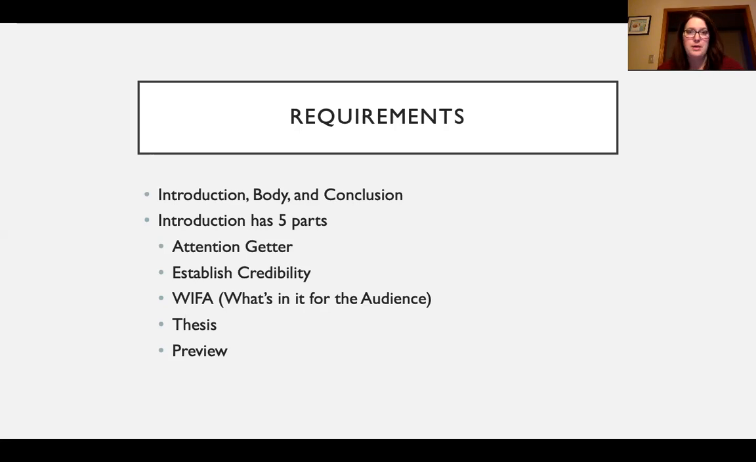Your preview of main points is going to explicitly and clearly state, today I will tell you about my first main point, my second main point, and my third main point. Except for in your outline, you'll actually say what those main points are. And I think that that needs to go very last. If your attention getter goes very first in the speech, then your preview goes very last in your introduction. Okay, so that's the first part, the introduction.